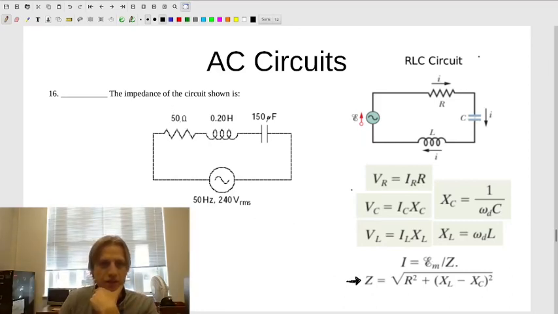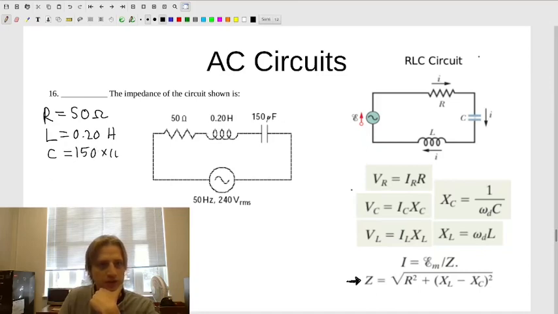In this circuit, which has a resistor, an inductor, and a capacitor, okay, so your R is 50 ohms, your L is 0.2 henries, and your capacitance is 150 microfarads, so that would be 150 times 10 to the minus 6 farads.